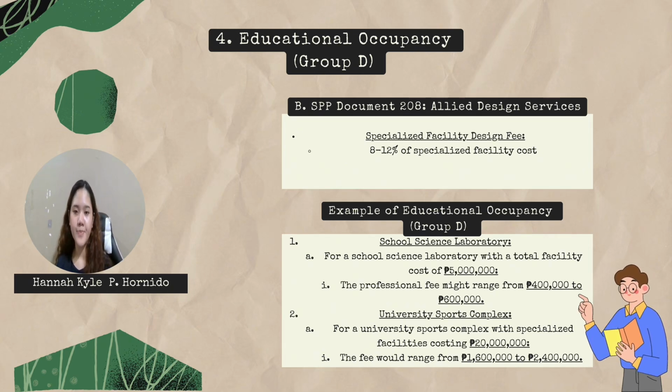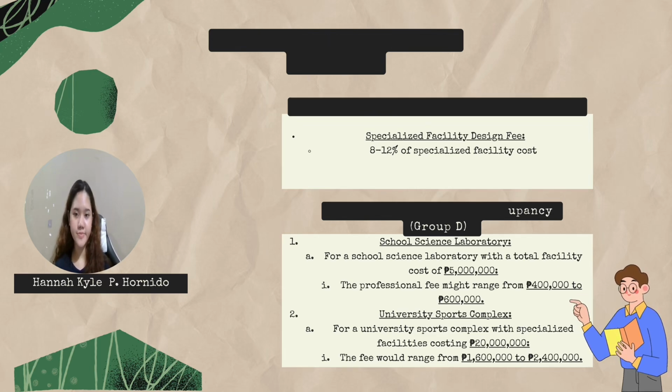Example number 1. For a school-sized laboratory with a total facility cost of 5 million pesos, the professional fee would likely range from 400,000 pesos to 600,000 pesos. Example number 2. For a university sports complex with specialized facilities costing 20 million pesos, the fee would be between 1,600,000 pesos and 2,400,000 pesos.